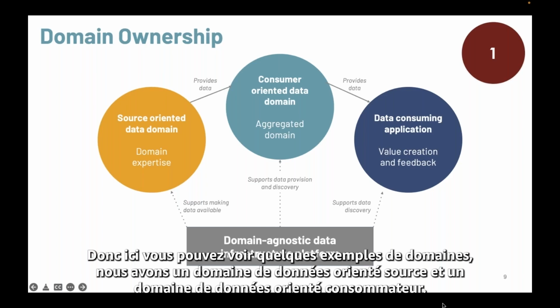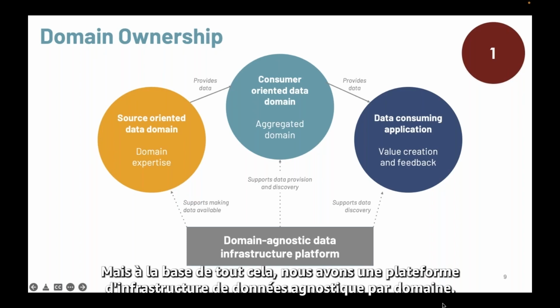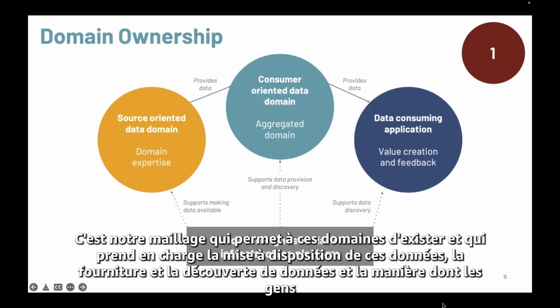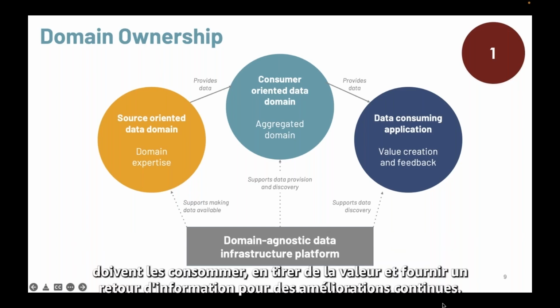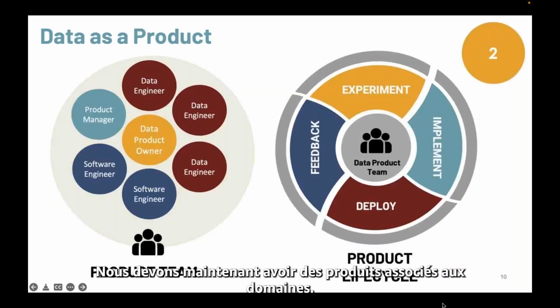So here you can see some example domains, a source-oriented data domain and a consumer-oriented data domain. And then we've got the data consuming application. But at the bottom of all of this, we've got a domain agnostic data infrastructure platform. So this is our mesh that's allowing these domains to exist and supports making that data available, the provision and discovery of data, and the way that people need to consume it and make value out of it and provide feedback for ongoing improvements. So now we've got domains. Now we need to have products associated with domains.